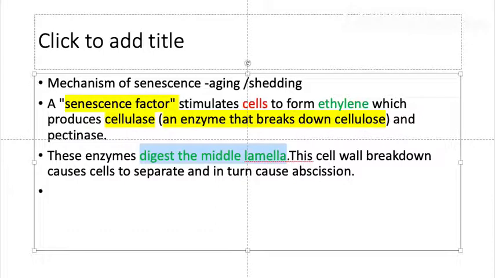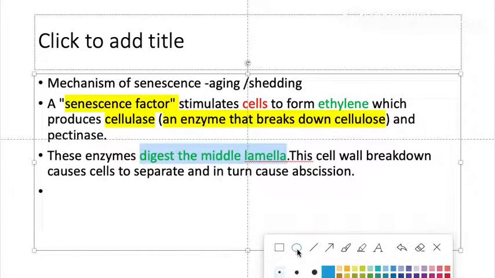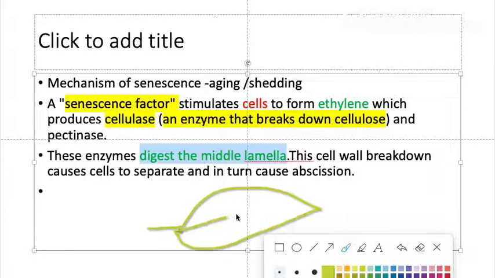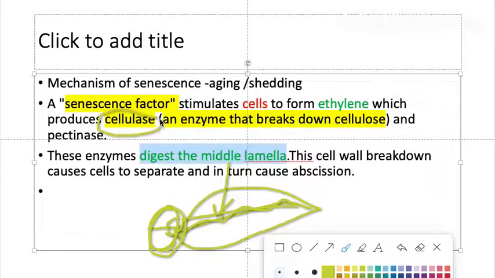When you look at the leaves, sorry, I will draw it properly. This is the leaves, right? So this is the middle lamella. So this enzyme cellulase will digest the middle lamella and will cause the cells to break down and separate, which will cause the leaves to fall or break off, because the middle lamella is being worked upon by the enzyme cellulase. What is producing the cellulase? It is not the enzyme, it is the hormone ethylene.